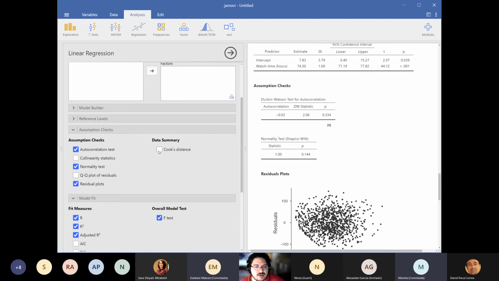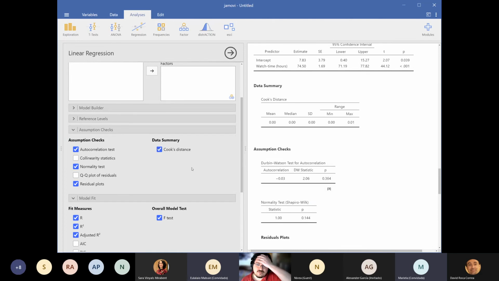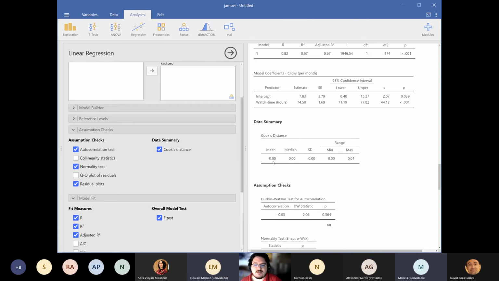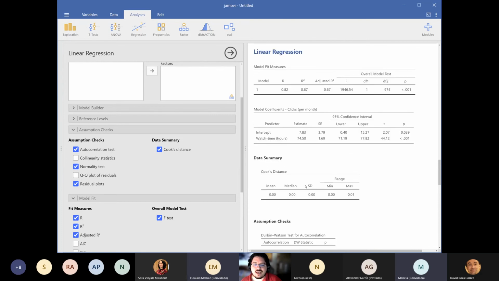Another thing that we have here is Cook's distance. Here, this data is so ideal that we don't see anything. But Cook's distance is another measure of those outliers that we were talking about before. Probably when we start working with real data, we are going to see more of Cook's distance. Cook's distance is a measure of the leverage that points have on your drawn line.